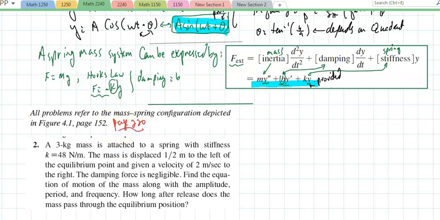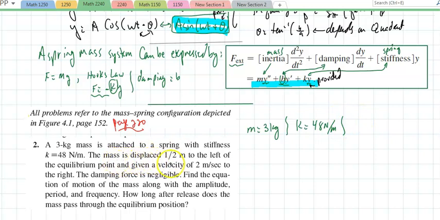And they jump straight for it. A 3 kilogram mass. The mass is 3 kilograms, attached to a spring with a stiffness. They give you the stiffness. Normally we find it in other books. In this book, they give it to us every time.